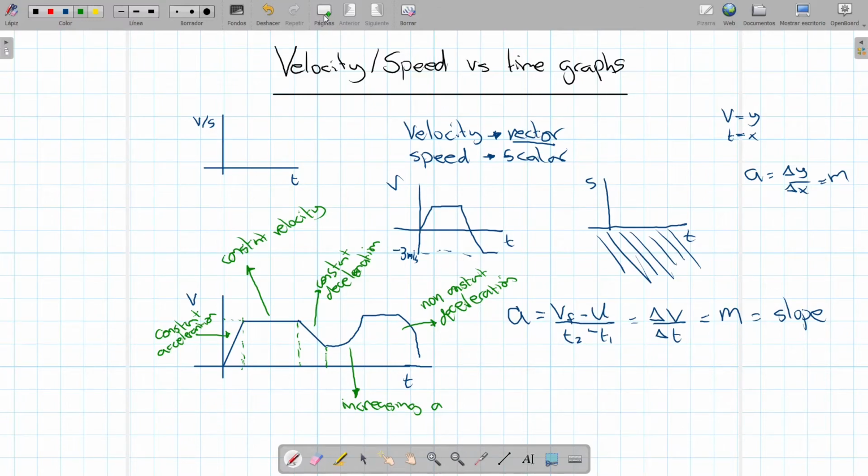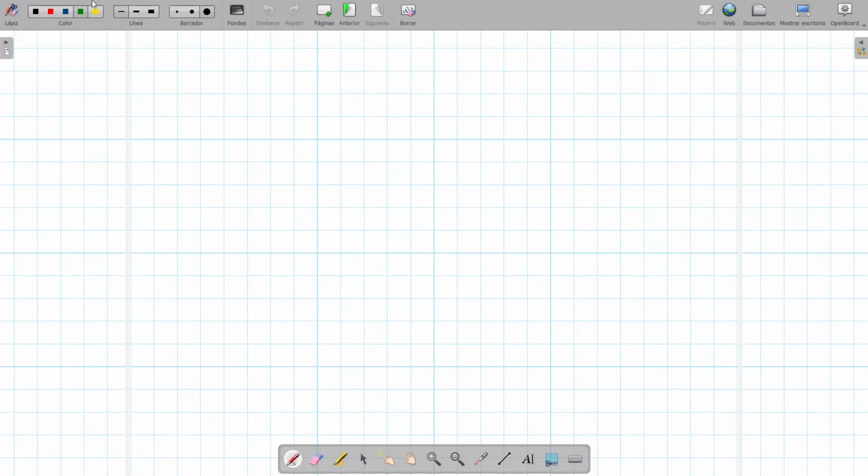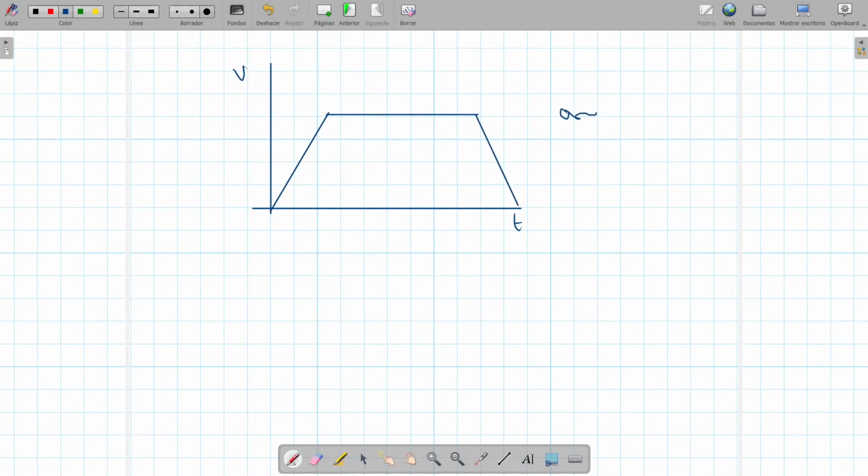So that's half of what we have to look at. What's the other thing that we have to look at in this sort of graphs? Well, if we have a velocity or speed versus time graph, the area under the graph is going to be the distance traveled. And this is very easy to see if we think of the equations of motion.